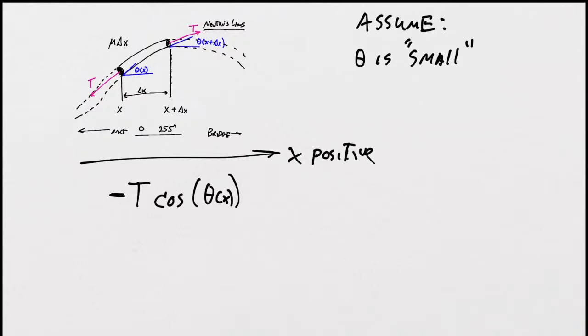So the horizontal force on the left side of the string is minus T cosine theta. On the right side of the string, it's plus the tension times the cosine, but the angle's different, right? It's not theta of x, it's theta of x plus delta x, and that angle might be different. The angle over here is not going to be the same as the angle over here. So this is not going to cancel to 0.